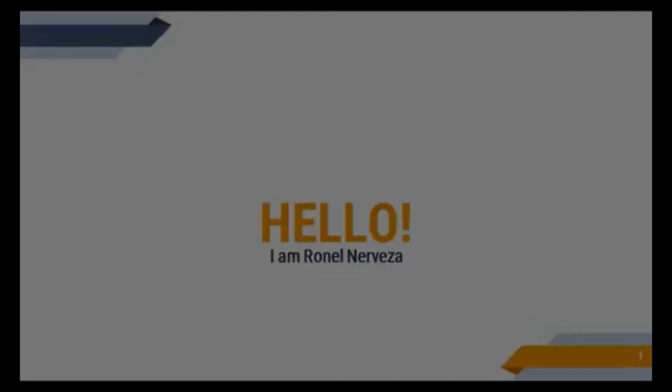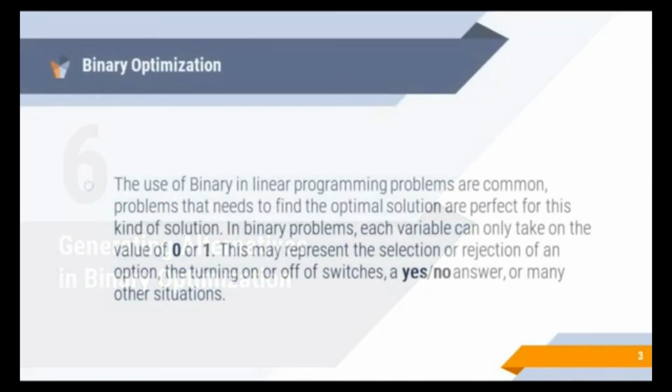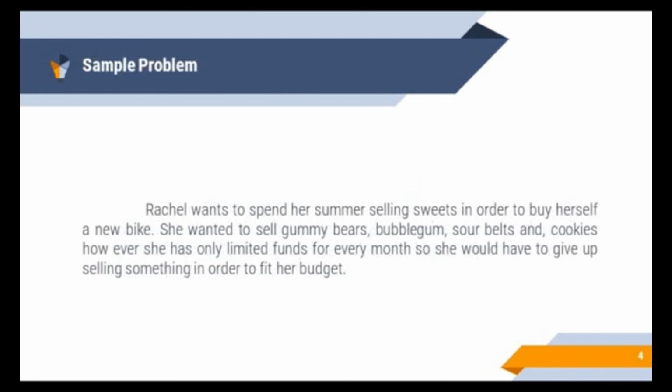Hello, I am Nerveza and I will be discussing generating alternatives in binary optimization. The use of binary in linear programming problems is common. Problems that need to find the optimal solution are perfect for this kind of solution. In binary problems, each variable can only take on a value of 0 or 1. This may represent the selection or rejection of an option, turning on or off, yes or no, or many other situations. To understand more, we will have a simple problem.